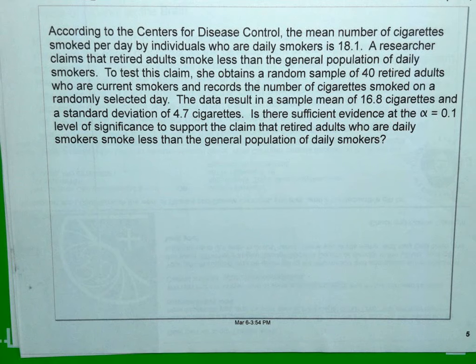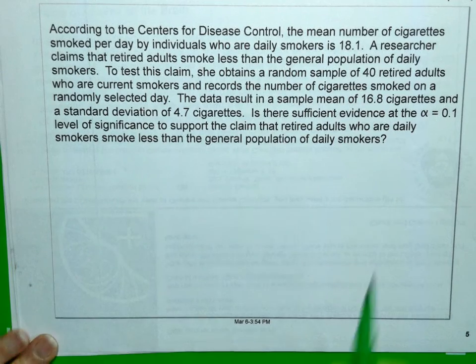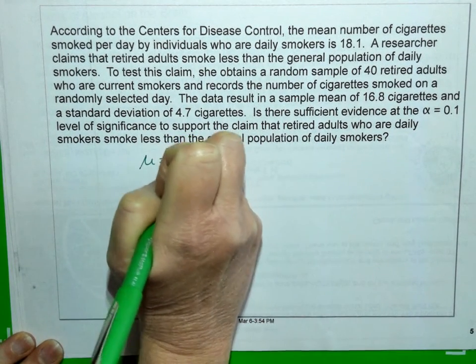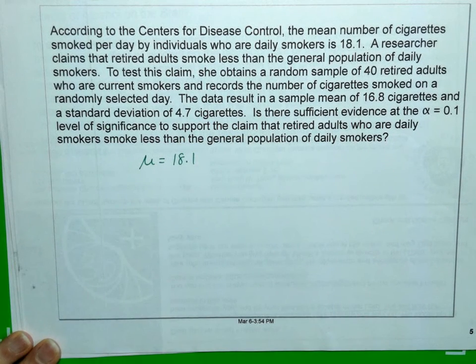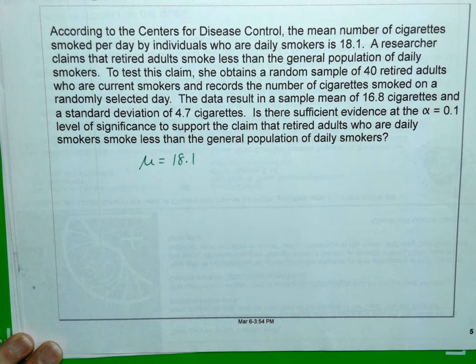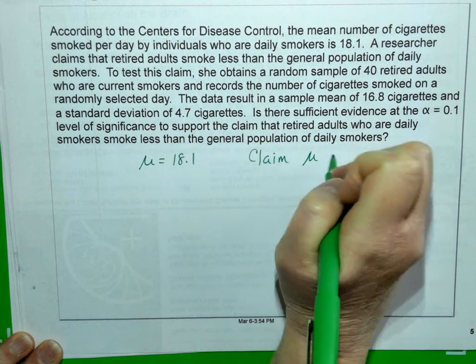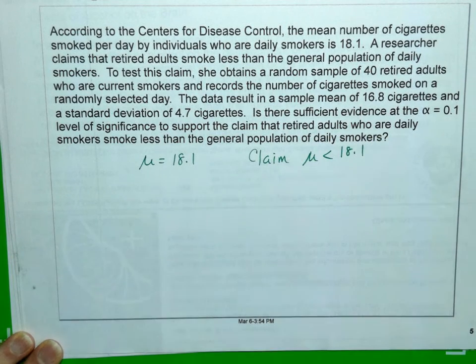Okay, so according to the Centers for Disease Control, the mean number of cigarettes smoked per day by individuals who are daily smokers is 18.1. Mu 18.1. Yuck. A researcher claims that retired adults smoke less than the general population for daily smokers. Claim. Mu less than 18.1. You following me so far?